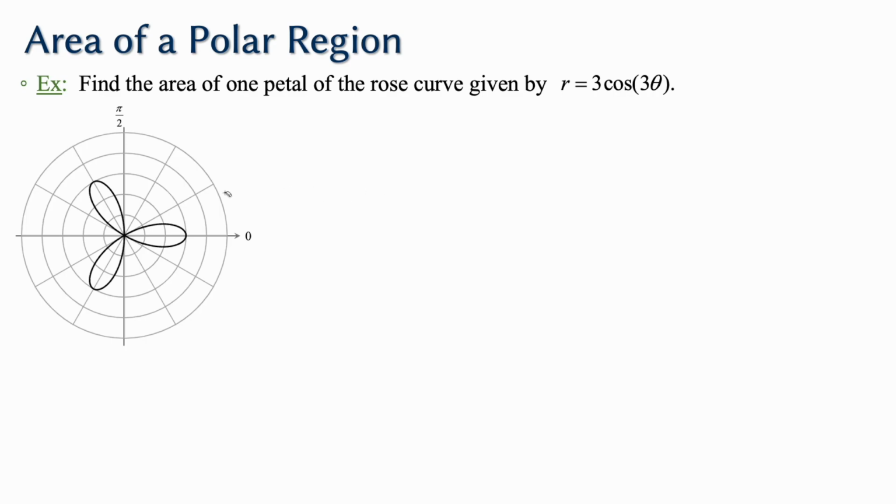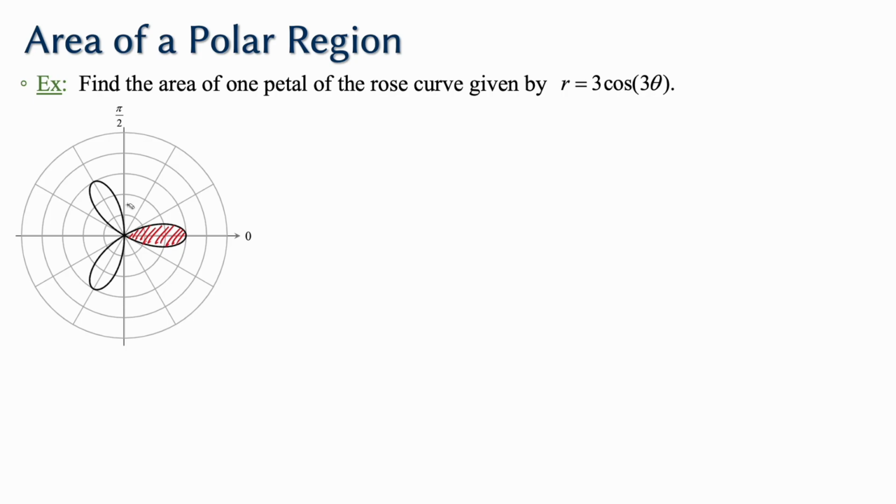So for our first example, let's look at the rose curve here given by r equals 3 cosine 3 theta. Now what we want to do is find the area of one petal. So our goal, and I'm just going to highlight this right here, is to find the area of this region. Now that's fine. However, it might be easier for us if instead of finding the area of an entire petal, maybe we just find half of it, and here's why.